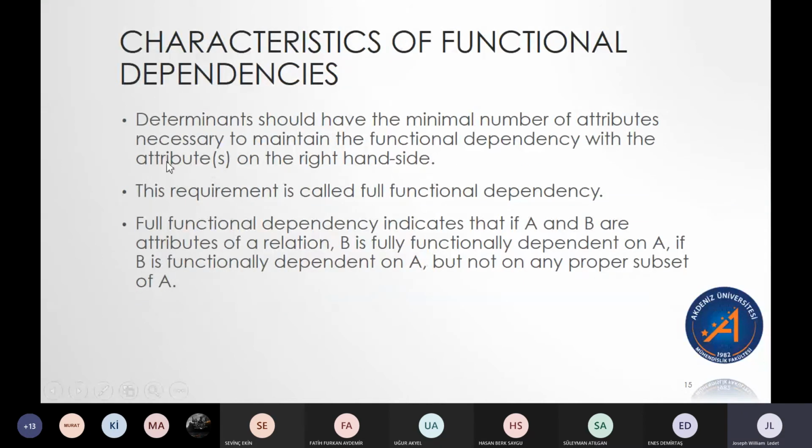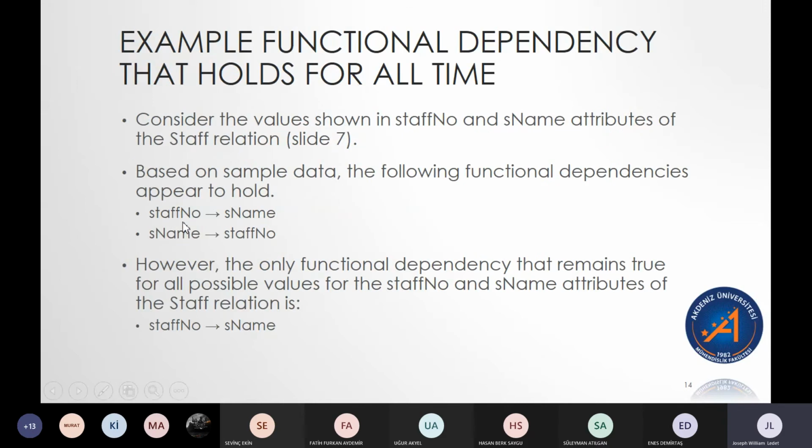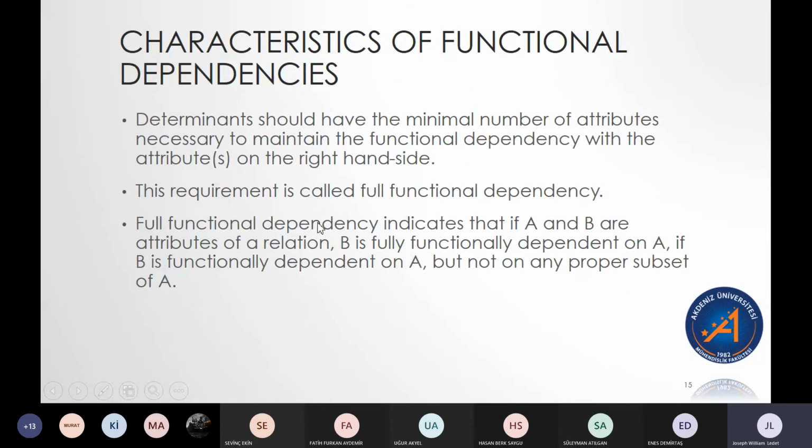Now, determinants, what we would like to have in all of our functional dependencies is the minimal number of attributes. So there may be more than one attribute on the left side that determines attributes on the right side. When I say left side, right side, I mean here, left side, right side. But we want to have the minimal number of attributes on the left side, and we call that a full functional dependency.